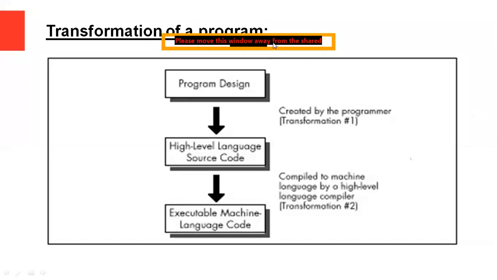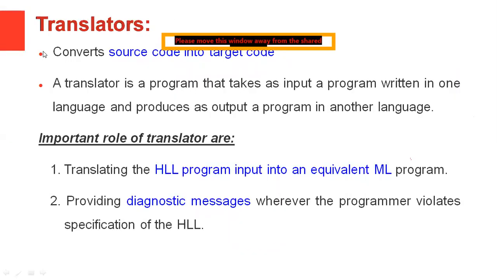So we are writing a program in English-like language. That language is in the form of high level language. That high level language is converted into the machine level language by using the compiler. So this is the transformation of a program, how it reaches the computer. And we can get the output from the computer by using these transformation steps of a program, right? Then these are the translators.